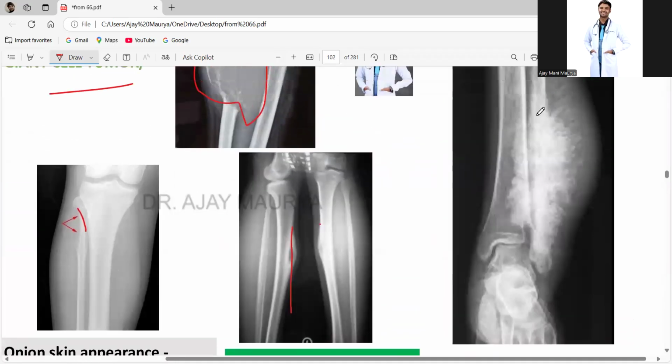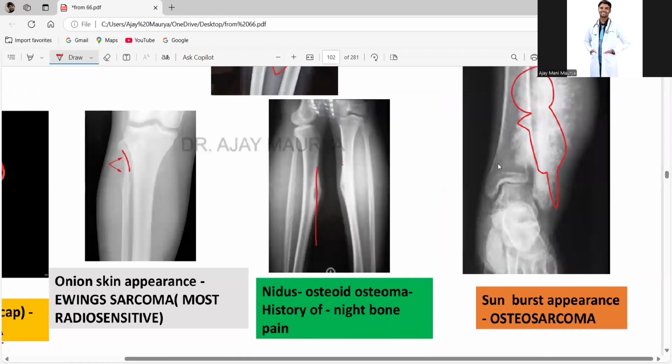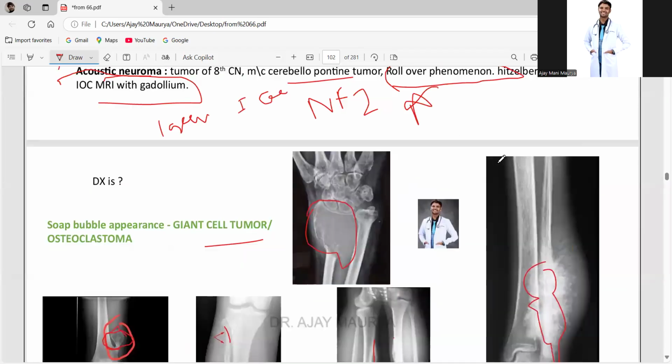Next one is the sunburst appearance. This is sunburst appearance, seen in the case of osteosarcoma.